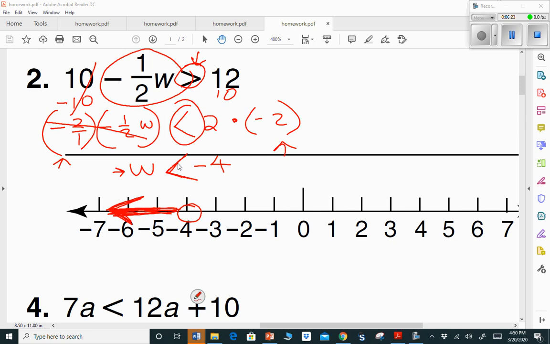Now, do we fill in the circle or don't we fill in the circle? Is there an or equal to, this guy right here? Do we have an or equal to on this problem? And the answer is no, we do not. So we do not fill in the circle on the negative 4. And what that means is negative 4 is not one of the solutions, but everything less than negative 4 is a solution.